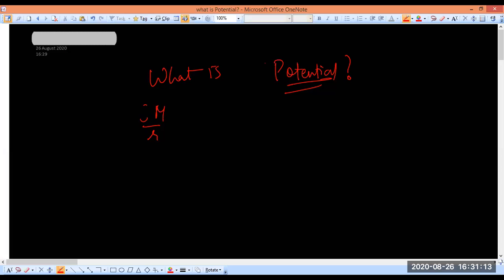Definitely the symbol of electrostatic potential is V, and the easiest way to define V is potential energy divided by charge, Q, that you are bringing. Earlier in gravitation, we defined it as U by mass. I hope you remember. So now this is U by charge, U by Q. So this is what electrostatic potential is. Now, if you want to define it properly, here we go.